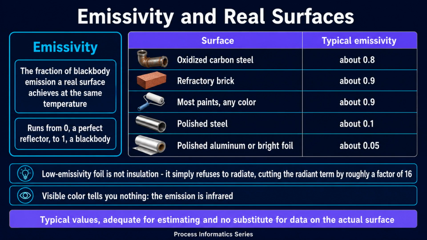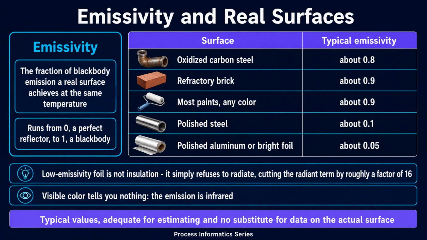Real surfaces are not blackbodies. Emissivity is the fraction of blackbody emission a real surface actually achieves at the same temperature, running from 0, a perfect reflector emitting nothing, to 1, a blackbody. Here are typical values, adequate for estimating and no substitute for data on the actual surface. Oxidized carbon steel is about 0.8. Refractory brick is about 0.9. Most paints of any color are about 0.9. Polished steel is around 0.1, typical. Polished aluminum or bright foil is about 0.05.